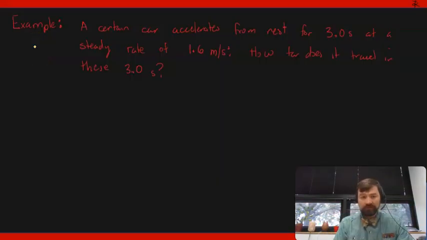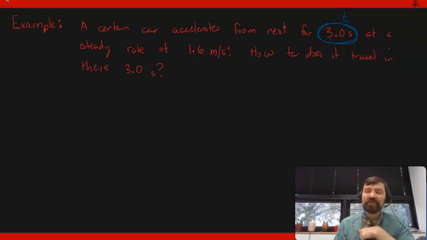All right, let's do an example of this equation. You have a car that's accelerating from rest for 3 seconds. And it does so at a steady rate of 1.6 meters per second squared. We want to know how far the car is going to travel. So in some sense, it's useful to identify what information is being given to us in this problem. So it's doing this for 3 seconds.